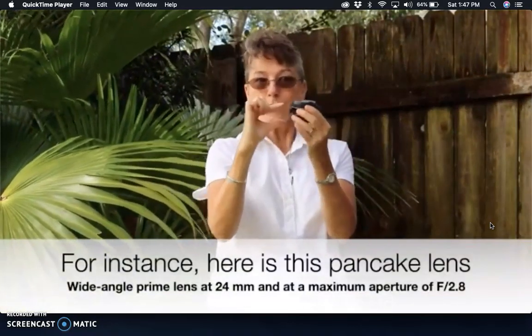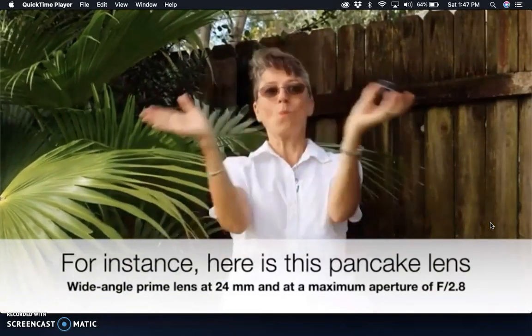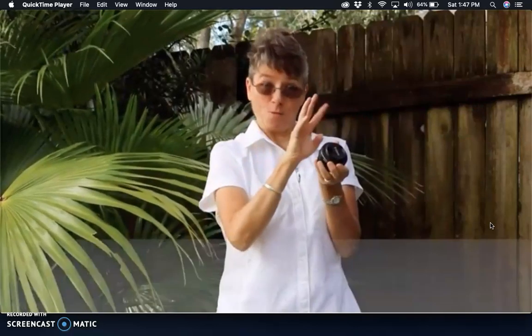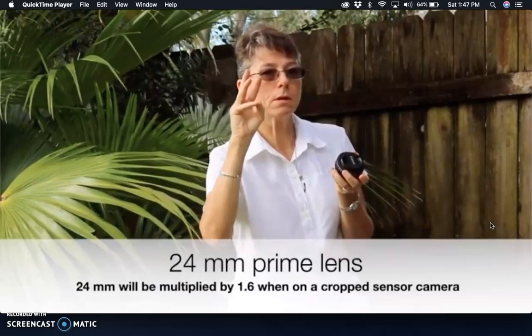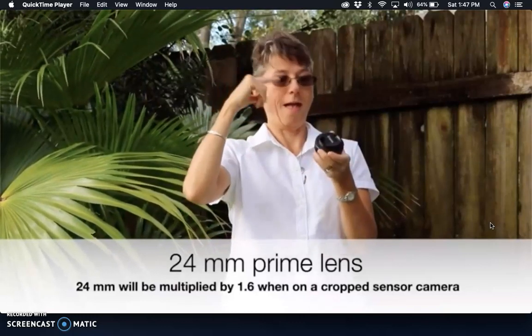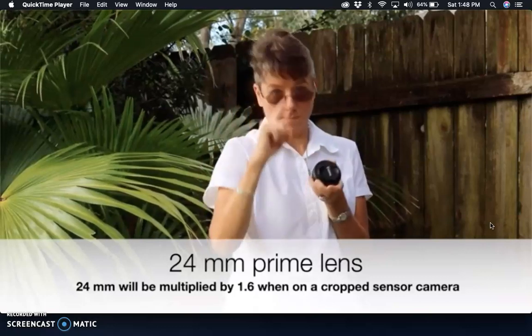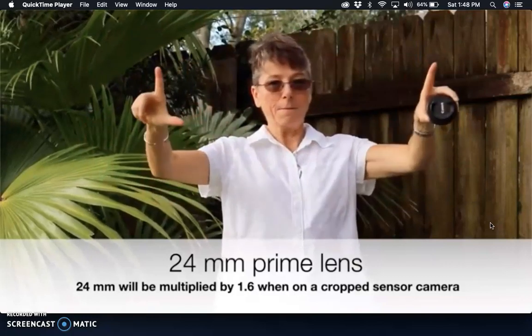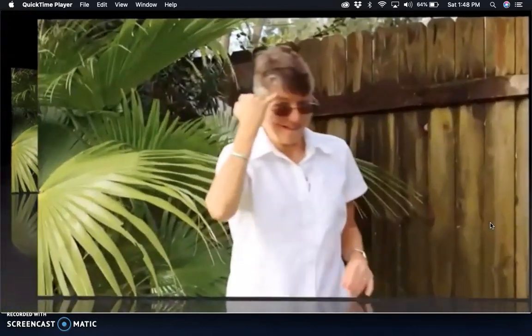So this is called a pancake lens. This is a 24 millimeter, meaning it is a wide shot. It's a 24 millimeter, but you have to multiply it by 1.6. You do this when you have a camera with a crop sensor in it. So the shot won't be as wide as you expect. So yes, it is a 24 millimeter though.